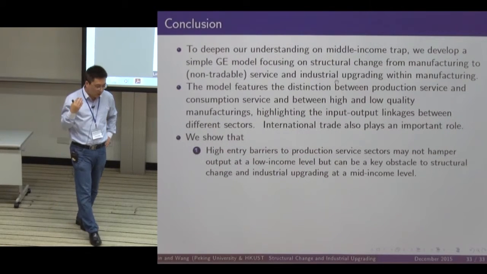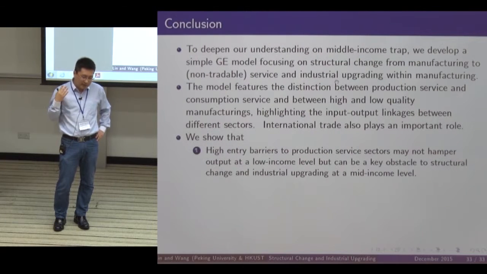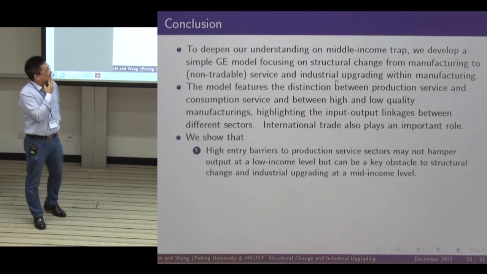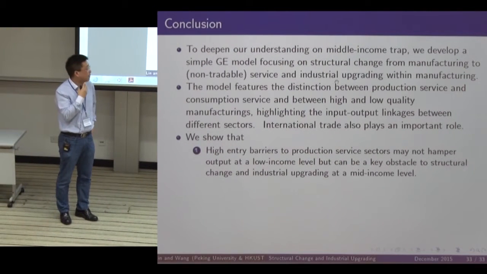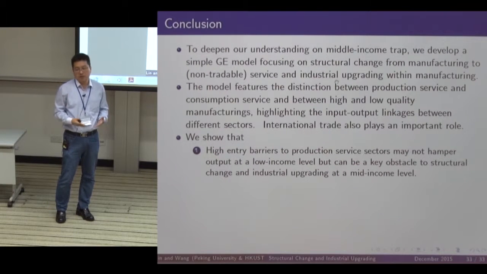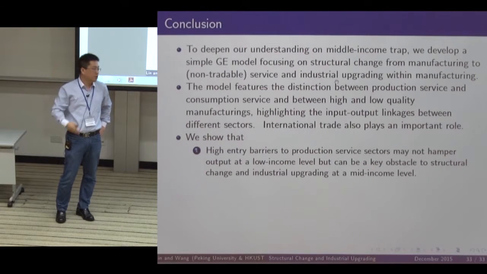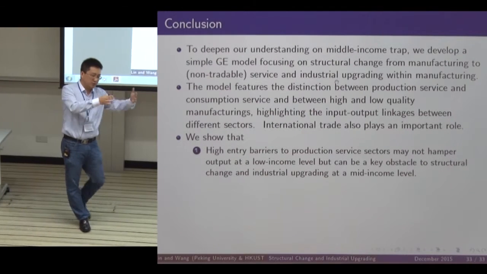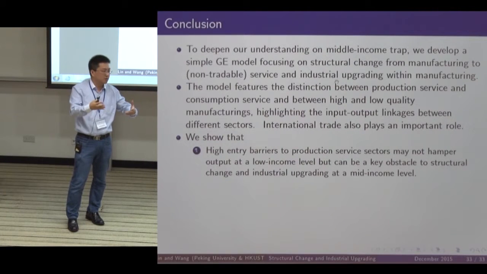That's why I think it's important to think about these two possibilities and a possible role for government. We show in this model that high entry barriers to production service sectors might not hamper output at a low income level, because the production structure at that time just produces basic manufacturing, which does not require too much upstream production service. But it would be the key obstacle for economies in middle income countries, which move into the consumption sector and also move into high quality manufacturing. These sectors require production service more intensively as intermediate inputs.